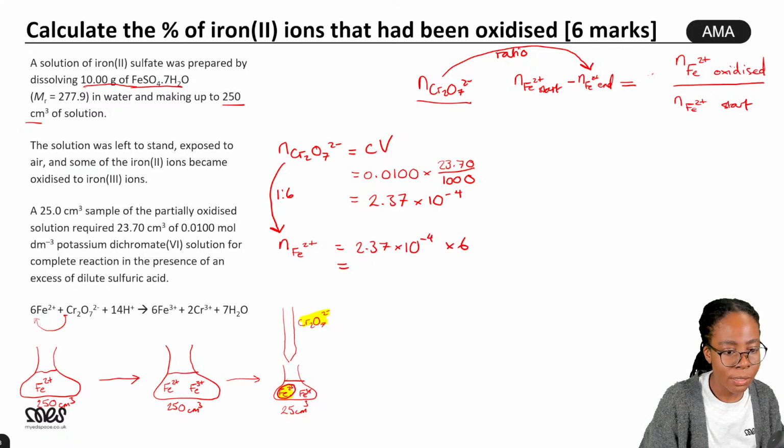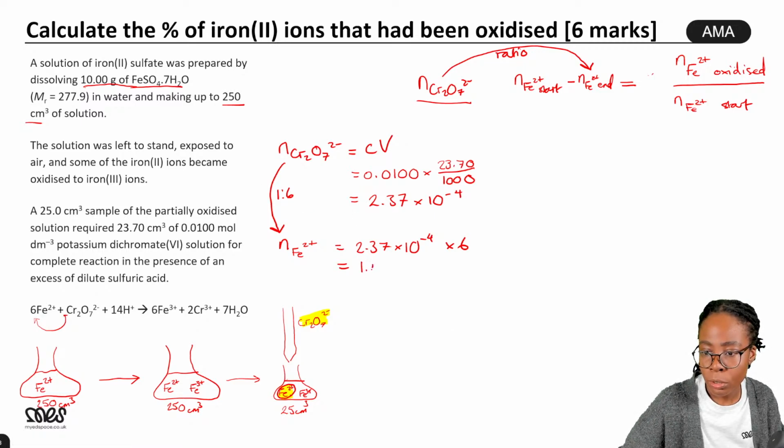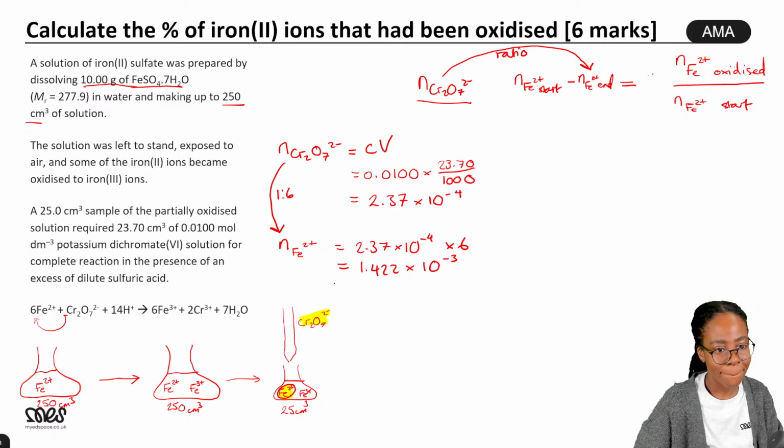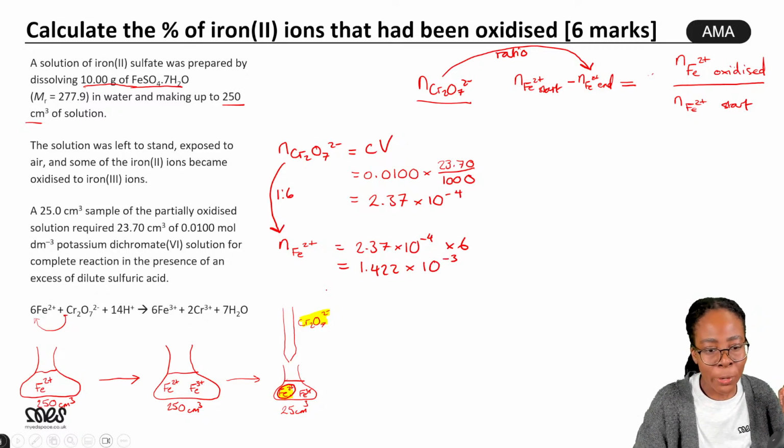Which gives us, where's my calculator? Which gives us 1.422, thank you Michael, times 10 to the minus 3. Okay, so far, if we think back to our steps for a titration, we've done, I'm going to go back one slide very briefly.